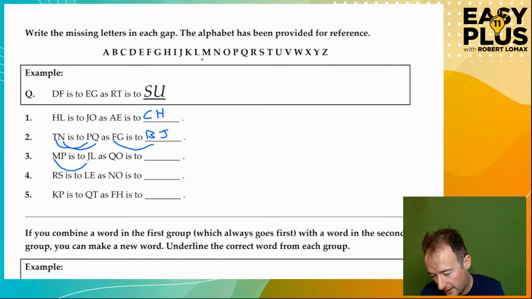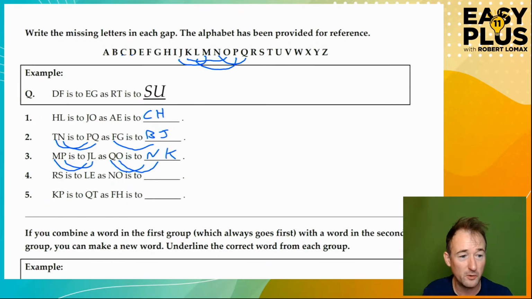We go back 1, 2, 3. So we have to get from Q to something. So Q, we go back 1, 2, 3 to N. Now how do we get from P to L? P to L, that involves going back 1, 2, 3, 4. So that's the same as O to 1, 2, 3, 4, K, okay? MP is to JL as QO is to NK.